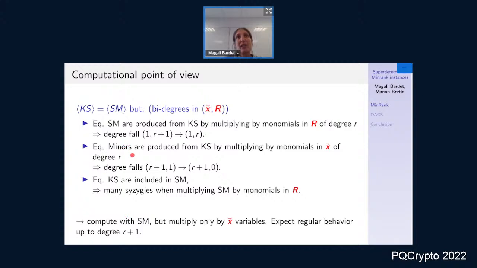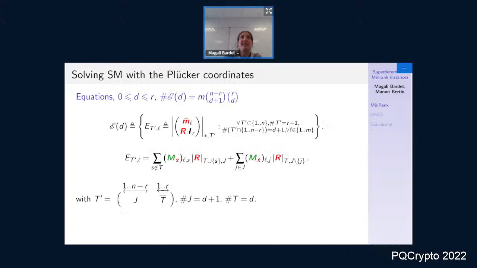So that's the idea. And another idea that is very important to solve the system and why it is easier to solve than the other Kipnis-Shamir and Minors equations is that for the Support-Minors equations, we can use a change of variables, that is the Plucker coordinates. What we can do is to separate all the minors we have into like a different set of equations.